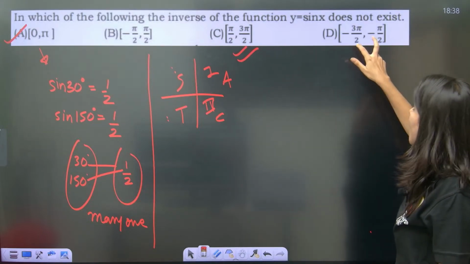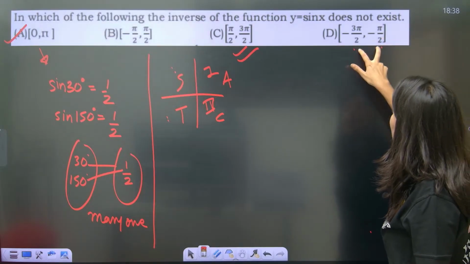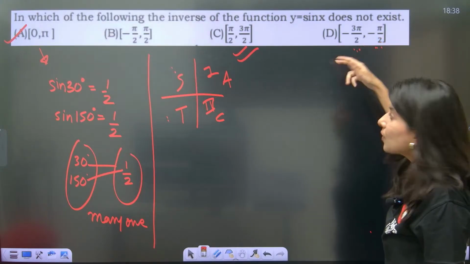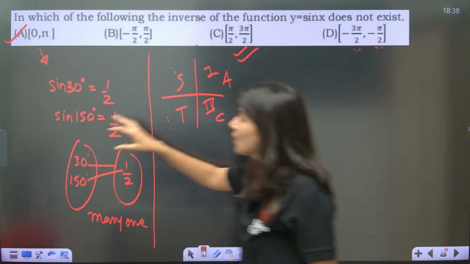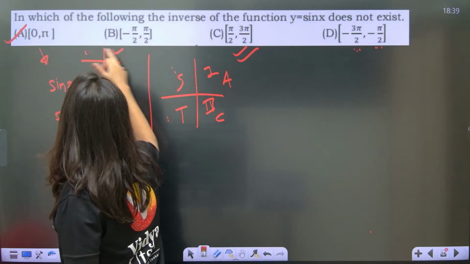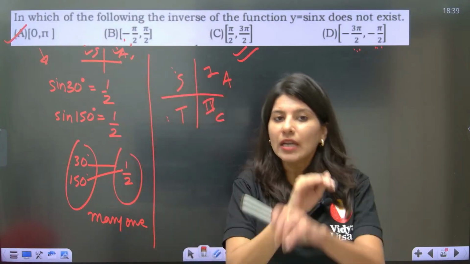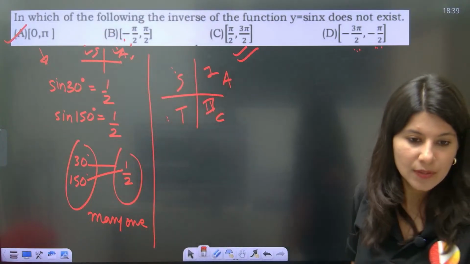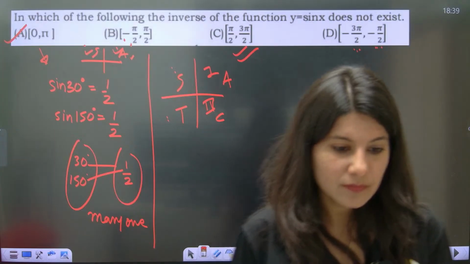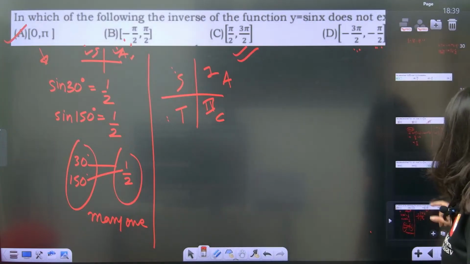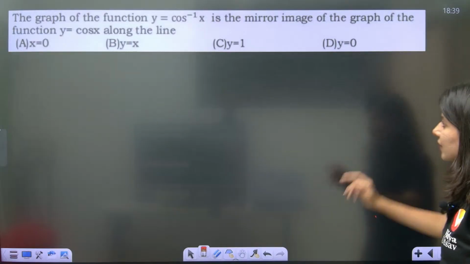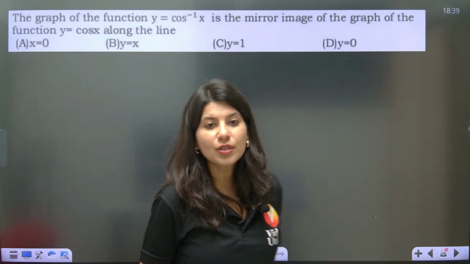What about this? Minus 3 pi by 2 to minus pi by 2. Again, one quadrant negative, one quadrant positive. So the inverse will exist. Here what will happen? First two quadrants, all sign. So here also sign positive, here also sign positive. Inverse will not exist. Okay. All right. Perfect. Now, one more question on your way.